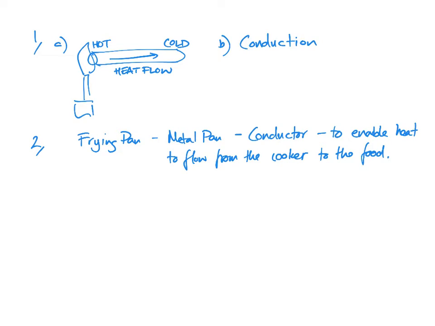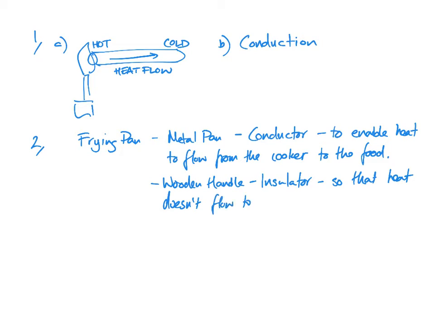Whereas on the other hand, the wooden handle is the opposite. You would choose it to be an insulator so that heat doesn't flow to you, presuming it's you, it's using the pan, and burn you. So we want the opposite idea, preventing heat flow.